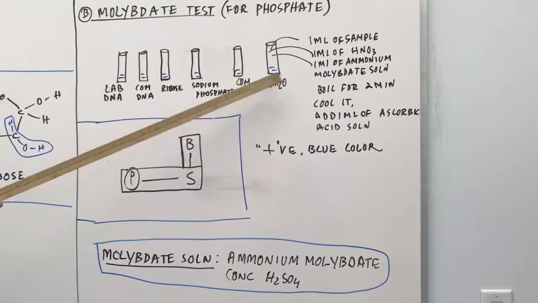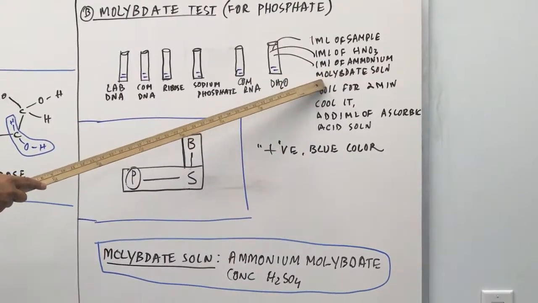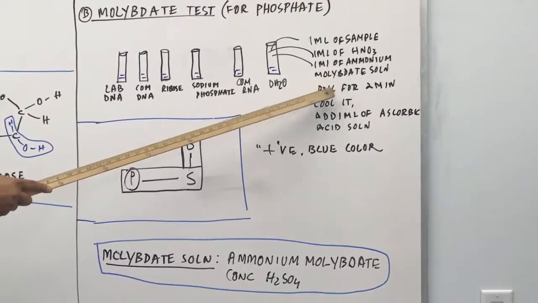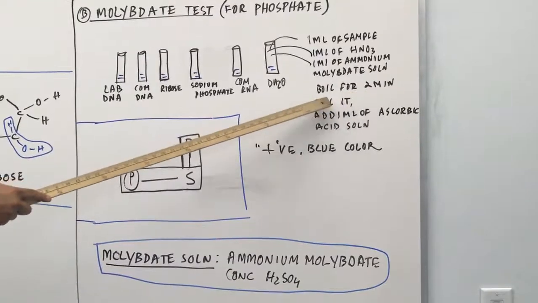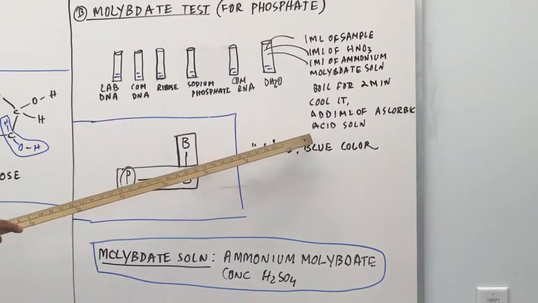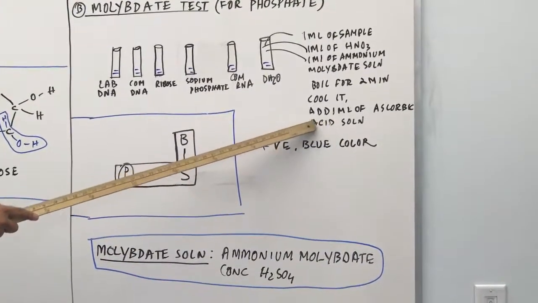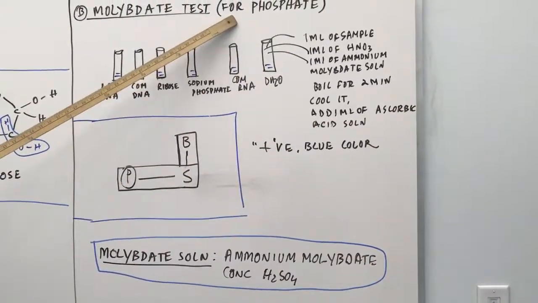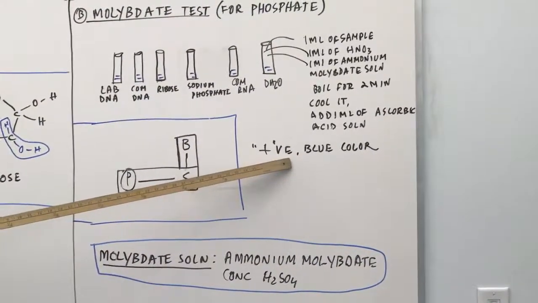For this test, we will take 1 ml of nitric acid followed by 1 ml of ammonium molybdate solution, and we will boil the sample for 2 minutes. After 2 minutes, allow to cool and then add 1 ml of ascorbic acid solution to each of the test tubes and observe the color changes. The presence of the phosphate group is indicated by the formation of blue color.